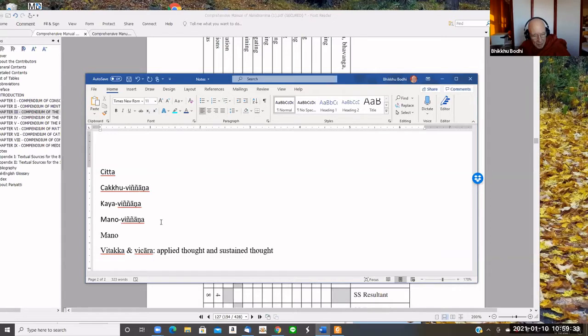In order for a rebirth, does there have to be an accumulation of cittas of a particular type? Or is it just the death citta itself that determines the rebirth?